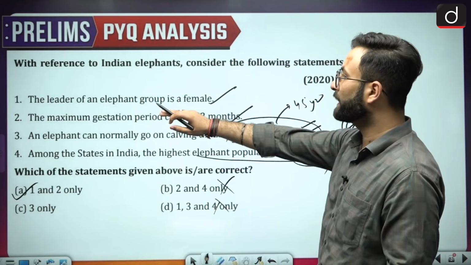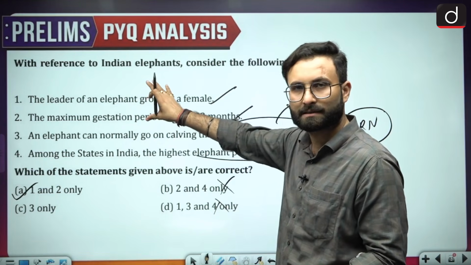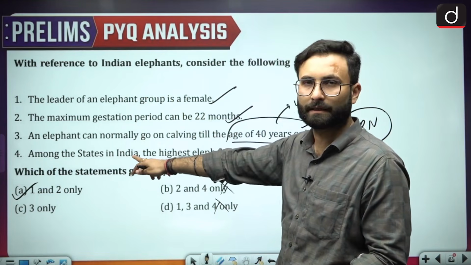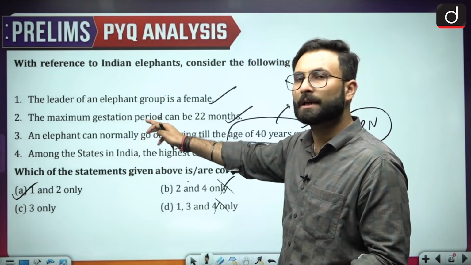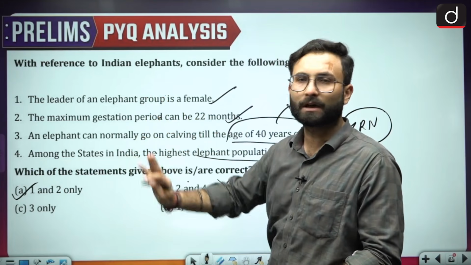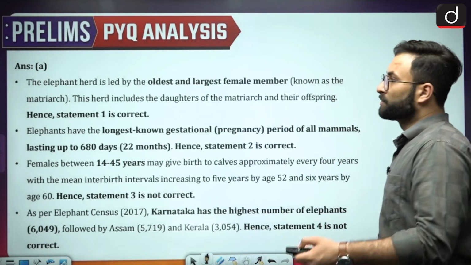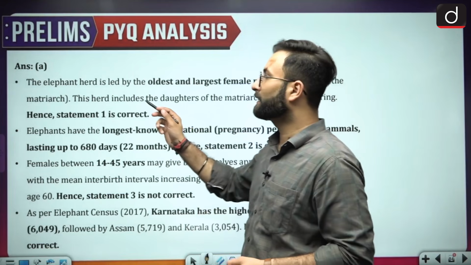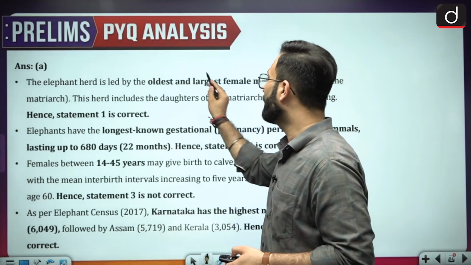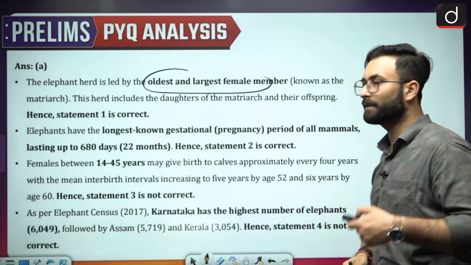Otherwise also, we know that these two we are certain. The fourth one we are certain that it is wrong. These two are correct. So considering that, we can only go for option A. We have already talked about that. These are the ones which are matriarchal in nature. They will have the oldest and the largest female member. That will be the leader.